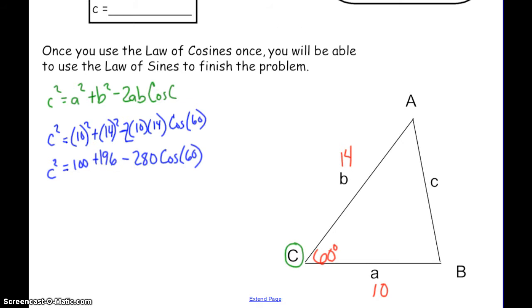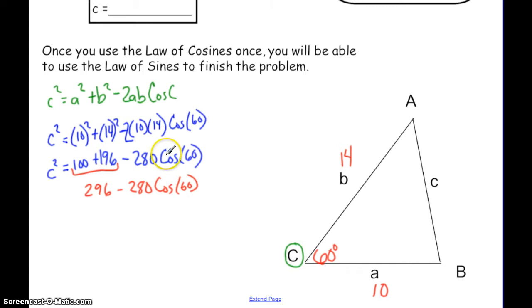And so what I can do here, just remember your order of operations. This is a common mistake that people make, and that is that they want to add these 3 together right here. However, notice this is addition, subtraction, multiplication. Okay, so I can't add all 3 of these together, but I can add these 2 together. Okay, so we could keep simplifying here. 296 minus 280 cosine 60.